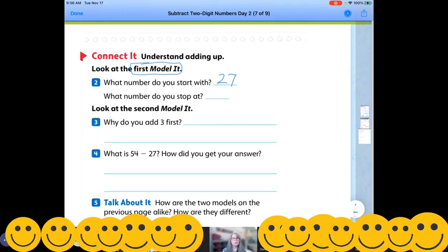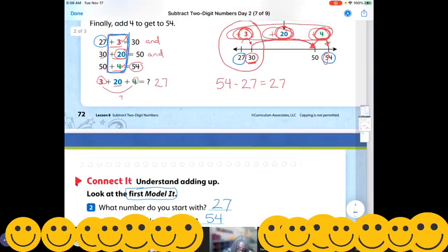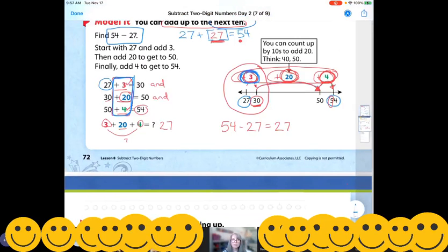Okay, what number do we stop at or end with? 54. Remember, our number line starts at 27 and it ends at 54. Now they want us to look at the second modelet, the one at the bottom half of the page. That wants to know, why did we add 3 first on the second modelet? Why did we add 3 first on that first step?